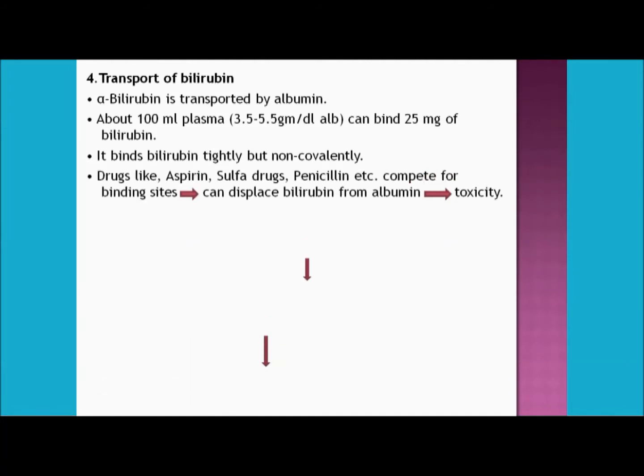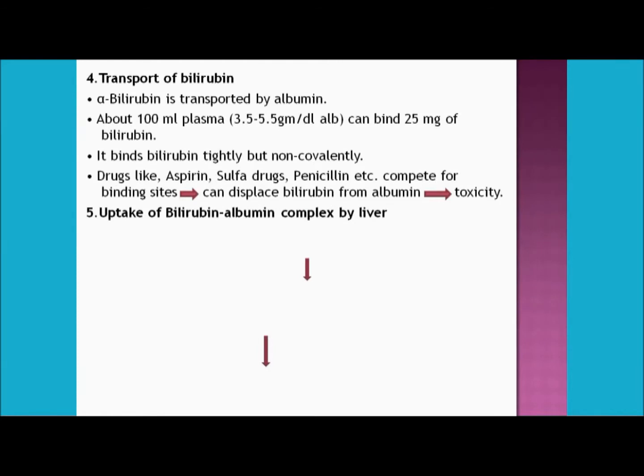Moreover, the drugs like aspirin, sulfa drug, penicillin, etc., always compete for the binding site. We have already discussed in the enzyme kinetics regarding the competitive binding of the substrate to the receptor or enzyme, right? So drugs like aspirin, sulfa drug, penicillin compete for the binding site, which can result in what? It will displace the bilirubin from the albumin. Now once we have taken this drug, it will displace the bilirubin from the albumin, leading to toxicity.